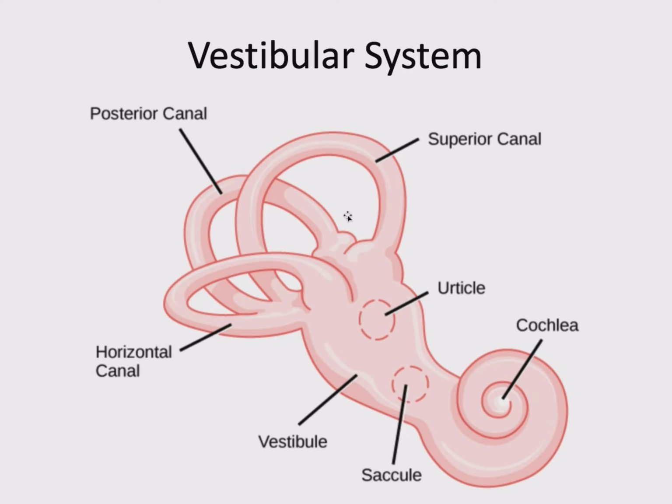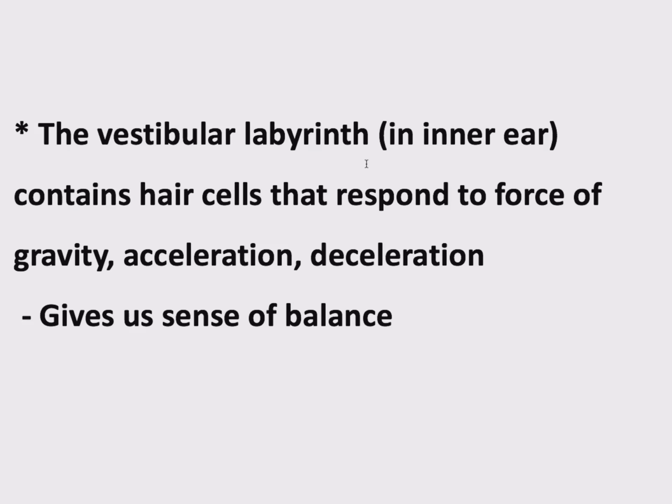These hair cells within the vestibular labyrinth, as it's called, are stimulated by gravity, by acceleration, by deceleration, by your body itself moving around. So, like I said, this is kind of like a bonus sense, not traditionally thought of as part of our hearing, although it's associated closely with the cochlea. This vestibular system, the vestibular labyrinth, which is in the inner ear, contains hair cells that respond to the force of gravity, the force of acceleration, the force of deceleration.